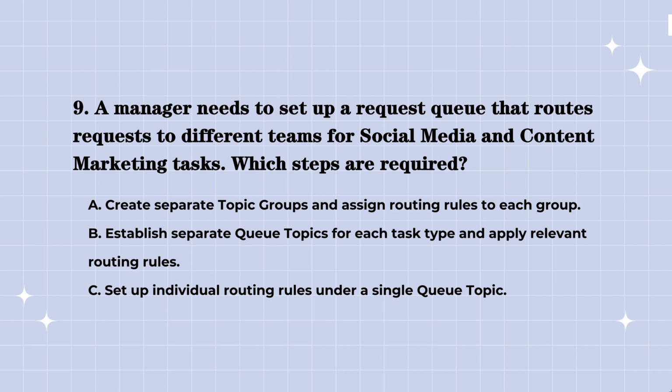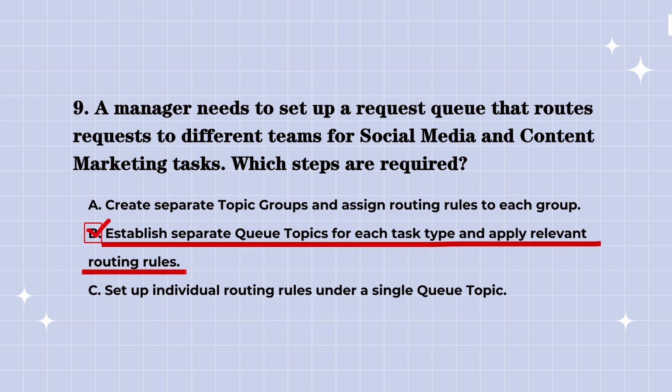So, the correct answer is: by creating different queue topics and setting up routing rules, you can direct different types of tasks to the right teams automatically, which saves time and ensures tasks go to the right place.